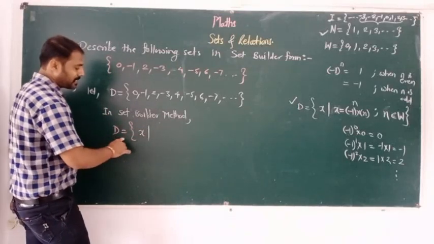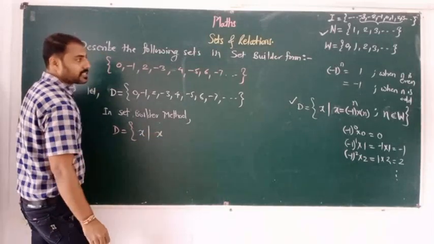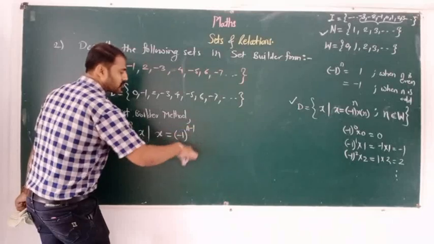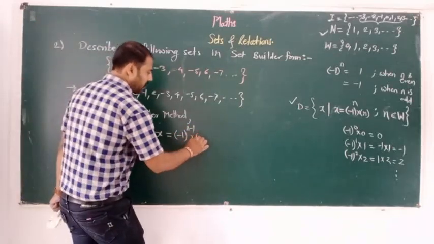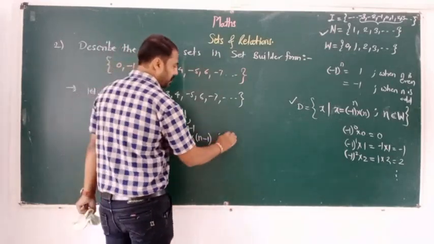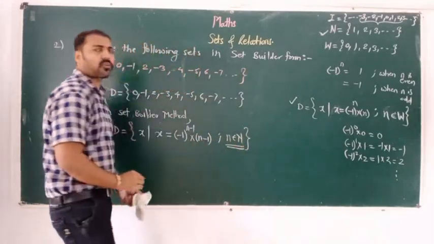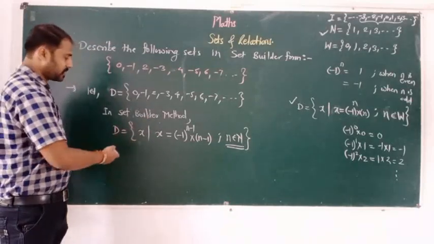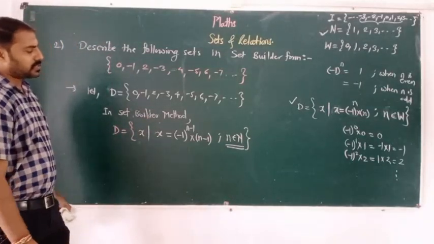D can be written as: D is the set of all x such that x is equal to minus 1 raised to n minus 1, into n minus 1, and n belongs to capital N. Only for natural numbers we write this as the set of all x such that x is equal to minus 1 raised to n minus 1 into n minus 1.